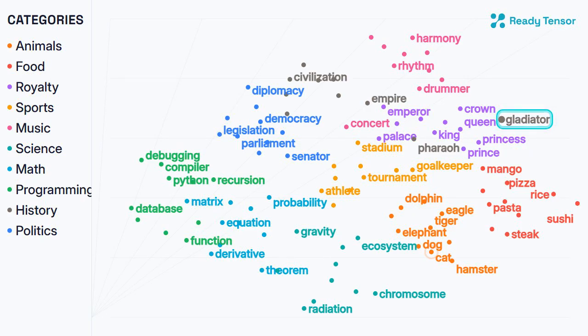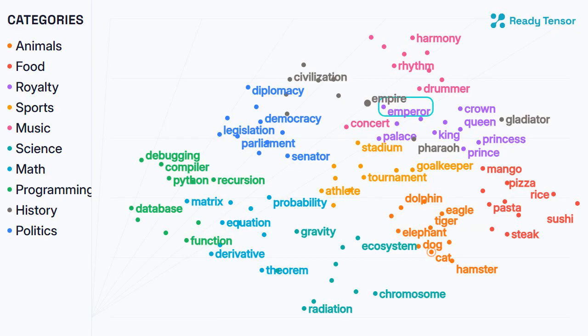And look where Gladiator ended up. We had it under history, but the model placed it right next to the royalty cluster. In text, gladiators live alongside emperors and thrones, so the model places them together. Already a hint that embeddings capture usage, not categories.